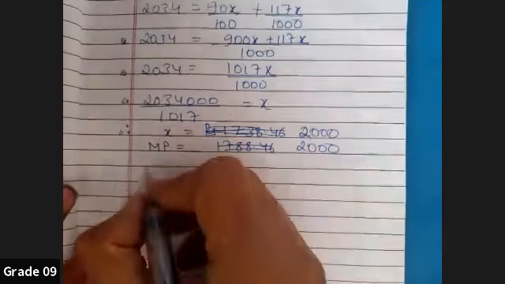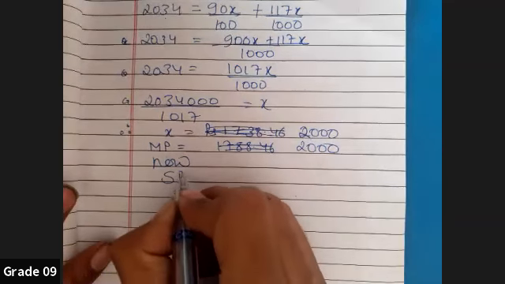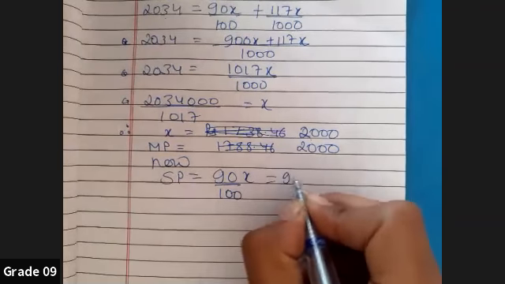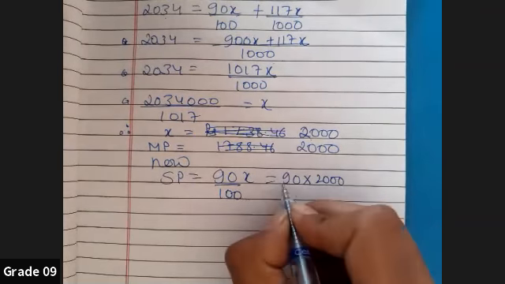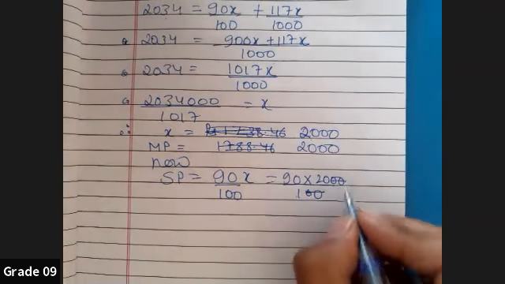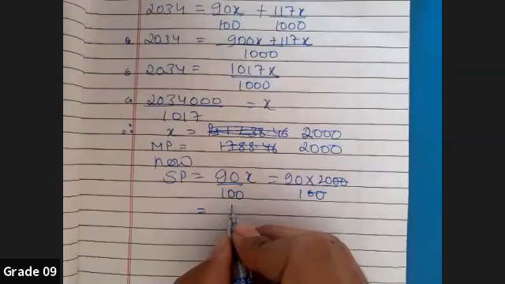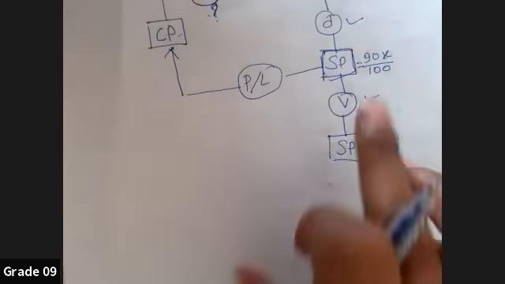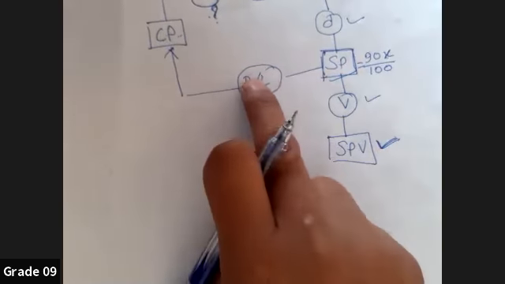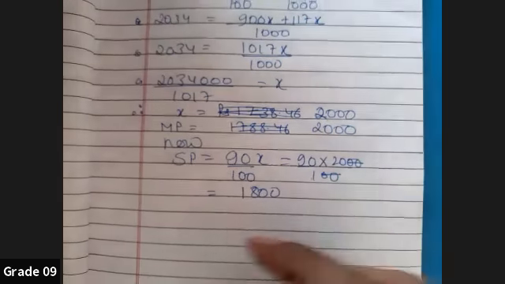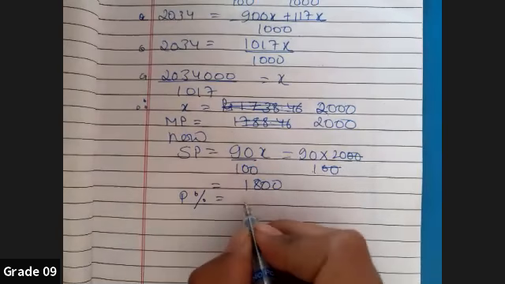Okay, now we have to do it like this. SP is equal to 90x by 100, which we have already found. 90 into 2000 divided by 100. These two zeros cancel, so it is 1800. So 1800 is SP, and now we are going in this direction. The profit percent given in the question is 20%.